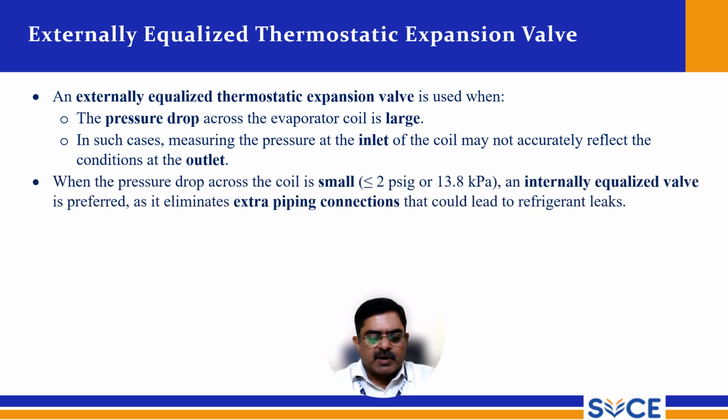When the pressure drop across the coil is smaller, that is lesser than 2 psi or 13.8 kilopascal, an internally equalized valve is preferred. In this case the internally equalized valve is used, as it eliminates extra piping connections that could lead to refrigerant leaks.